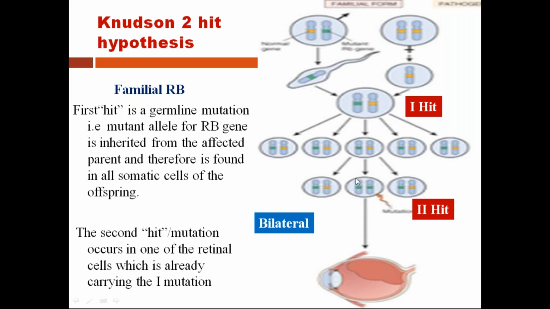So I told you malignancy is a single clonal expansion. So this retinal cell undergoes malignant transformation. You can see the first hit occurs before fertilization, so it is germline. The second hit occurs when that abnormal cell has differentiated into the retinal cell. It occurs in the retinal cell, the second hit. So these tumors are familial because it's inherited from the parent. They are bilateral, so both the eyes are involved.